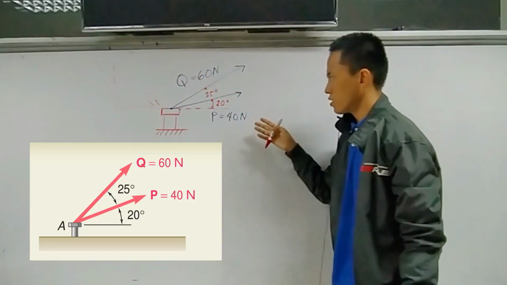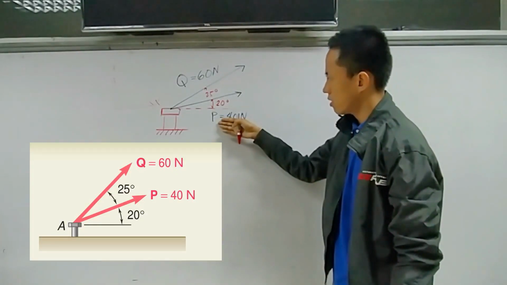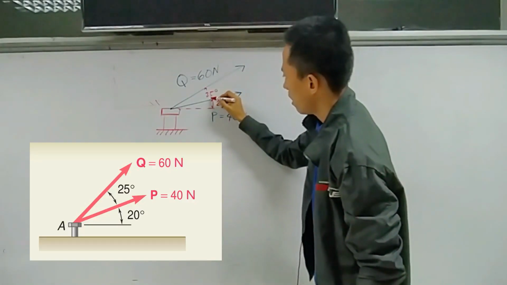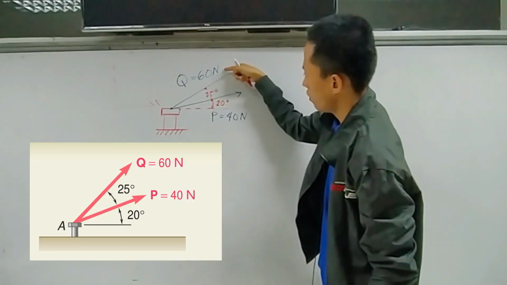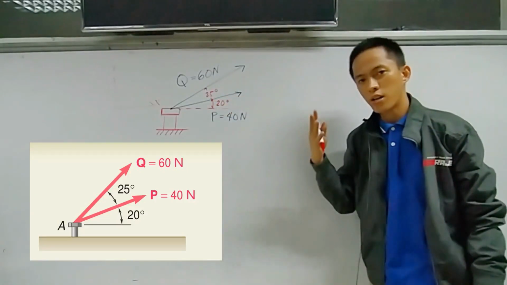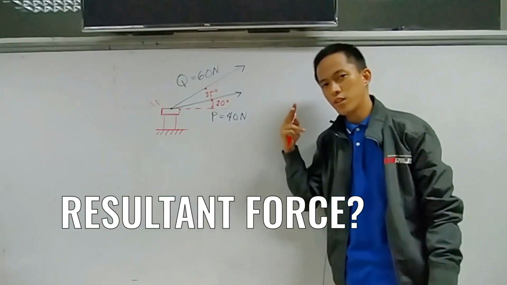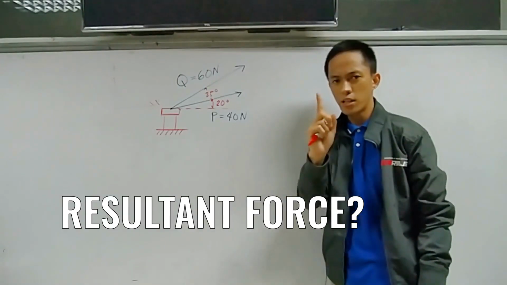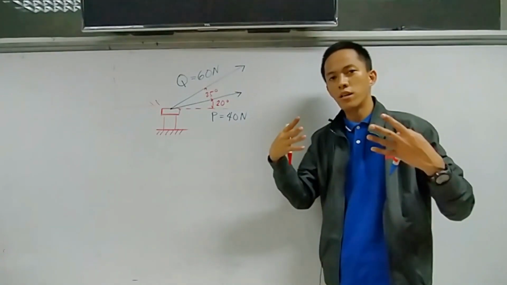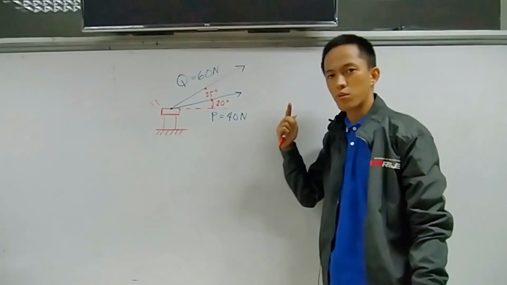Force P is measured from the positive x-axis. So, ito yung P natin here. This is 40 newtons, 20 degrees. Then, ang angle natin between Q and P is 25 degrees. Required tayo na hanapin yung resultant force of these two forces. Hanapin natin yung single force, which is yung kanyang result or yung kanyang effect is equivalent dito. That's what you call the resultant force.